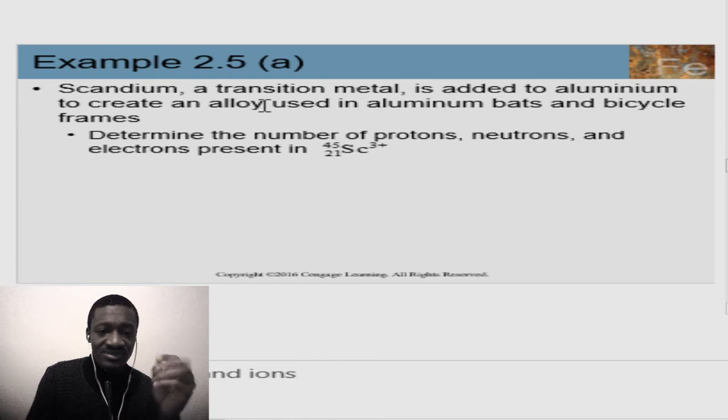So let's get right into it. We have an exercise since we understand. Scandium is a transition metal and it is now added to aluminium to create an alloy. Remember what they said an alloy is.